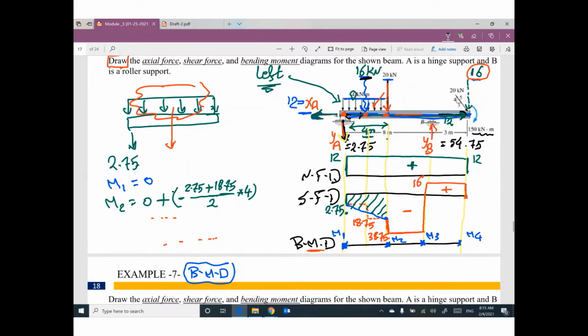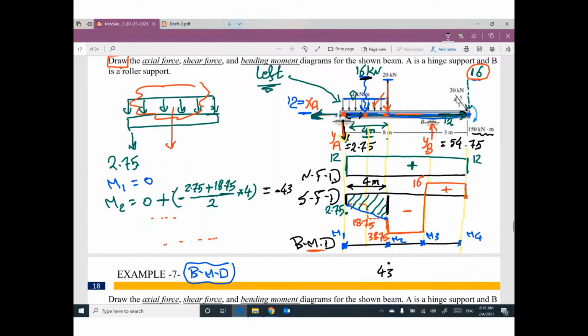What I did, guys, I added this base plus this one divide 2 times the distance in between the two bases, which is 4 meters. Anyway, the value here will be negative 43. Negative means we are down 43. One more time, 2.75 plus 18.75 divide 2 times 4.